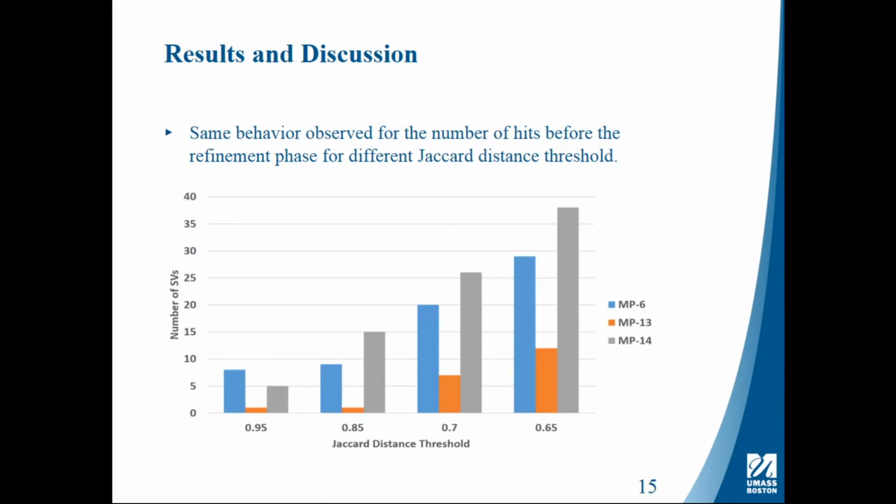This picture shows the results of our method. You can see for MP6, MP13, and MP14, with a decrease of the Jaccard distance threshold, we have more candidates to work with, and as a result we are discovering more SVs. We observe the same behavior for the number of hits before the refinement phase and after the refinement phase. This shows that whenever we decrease the threshold, the number of SVs increases.